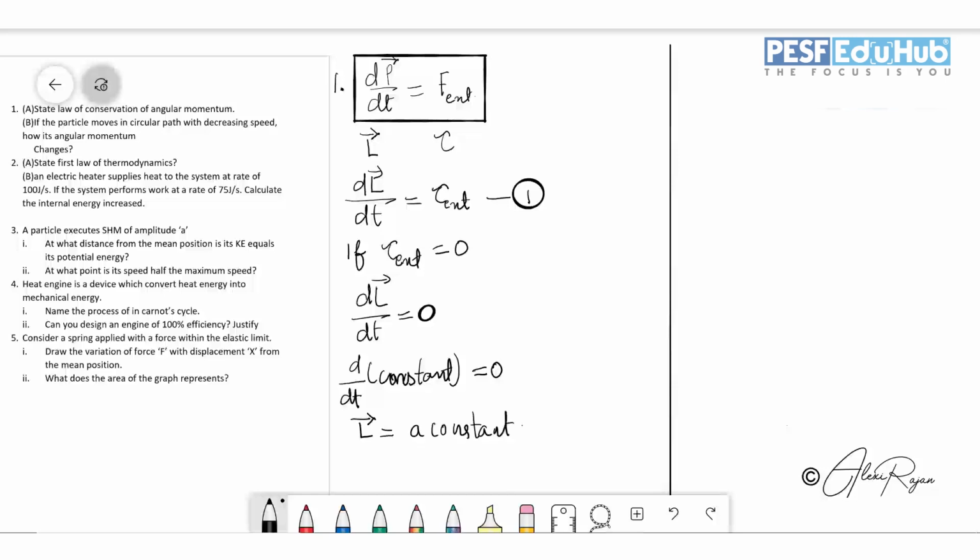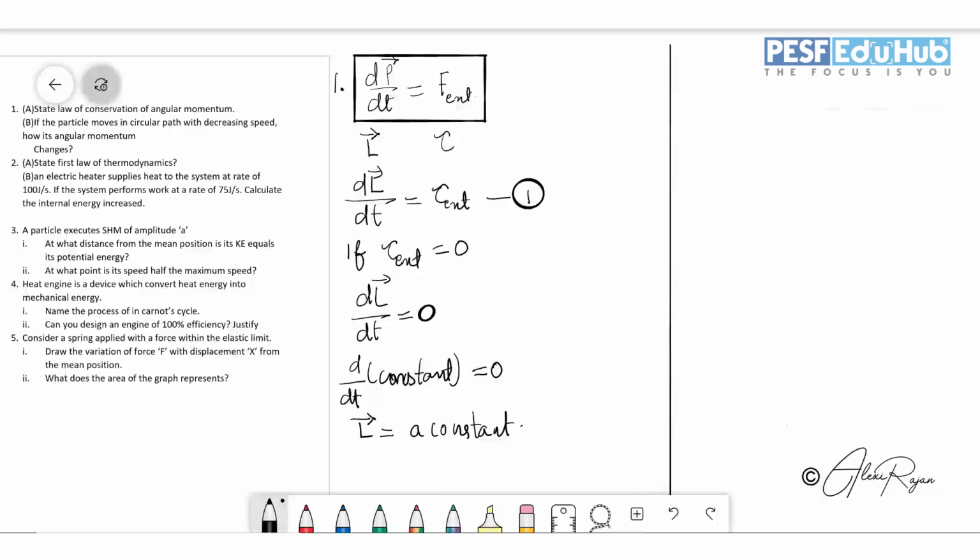So the law of conservation of angular momentum states that the angular momentum of a system will be conserved if there is no external torque acting on it. In the case of planetary motion and all, your angular momentum is conserved. Why? Because there is no external torque acting on the system. Got it? So this is the answer of the first sub question of the first one.